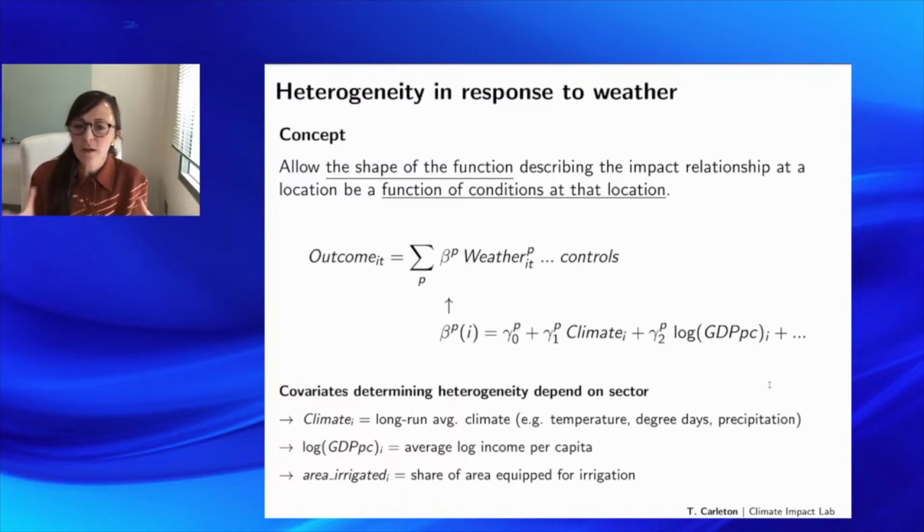So we're just going to build slightly on this model by including a vector of covariates that will shape that response function differentially based on the conditions in a given place. That can be income, it can be climate. For agriculture, that's going to be irrigation, etc.